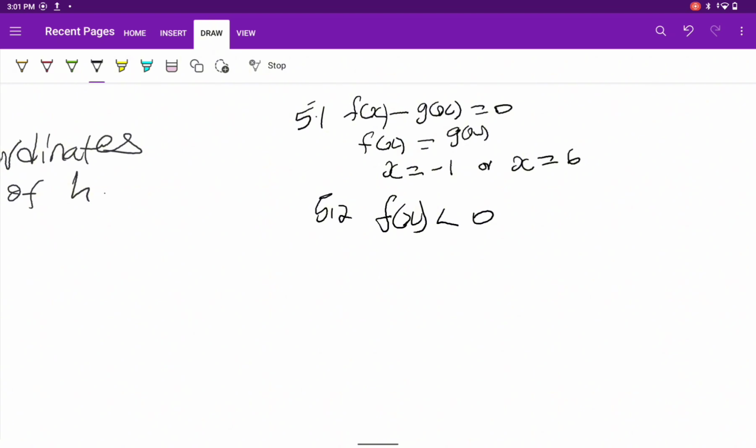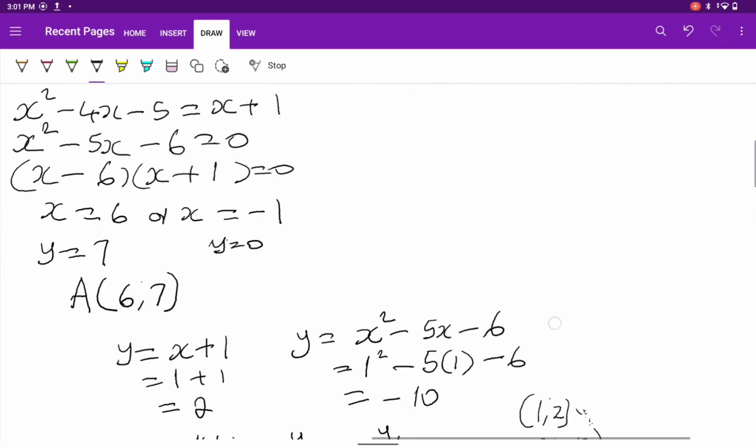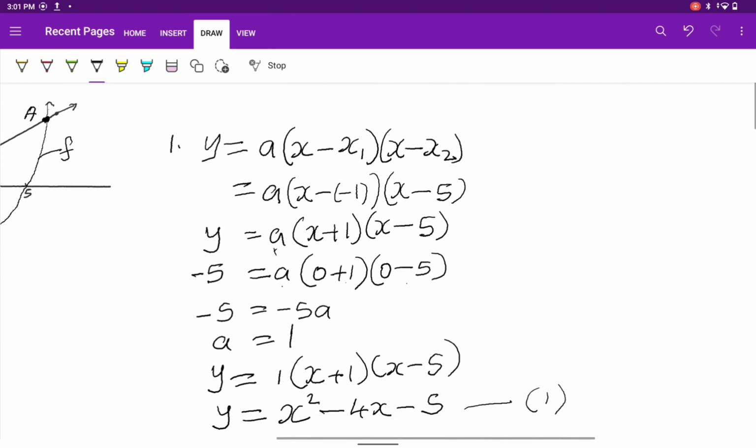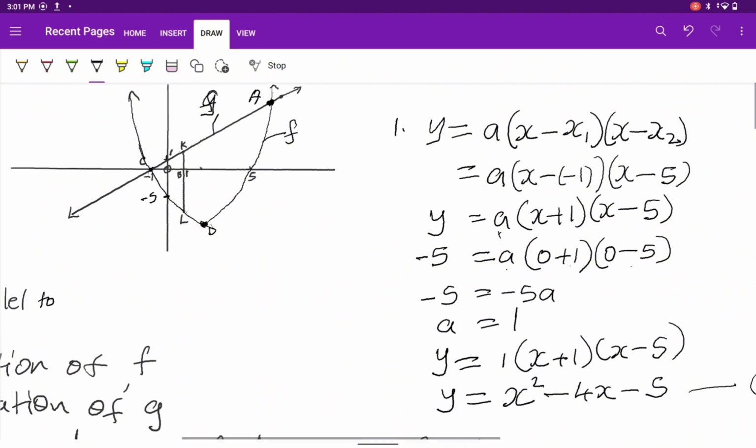Now this one, it's actually where the graph of f is drawn below the x-axis. So if this is the x-axis, now if we say less, then it's drawn below this x-axis. But if it was greater, it will be drawn above the x-axis. Right, so we want where the f graph is drawn below the x-axis.